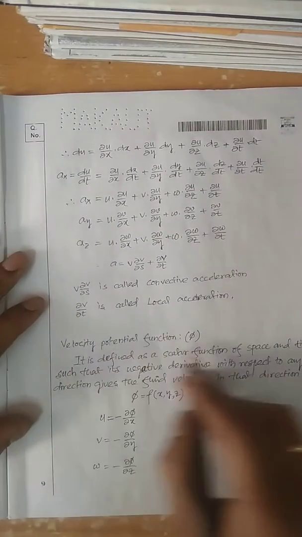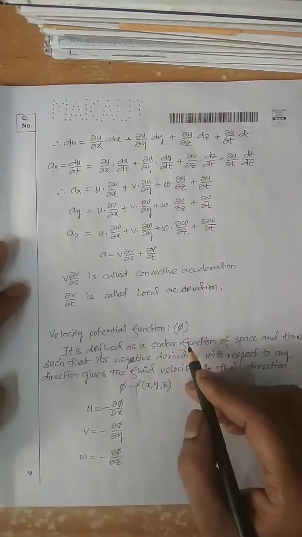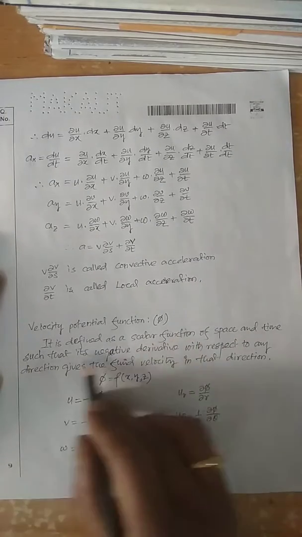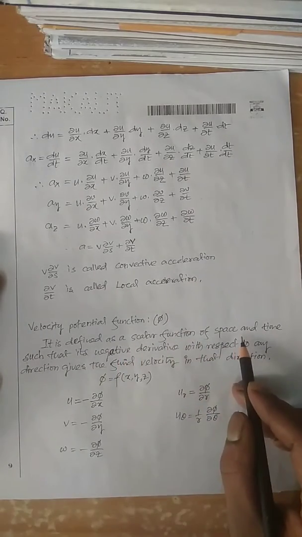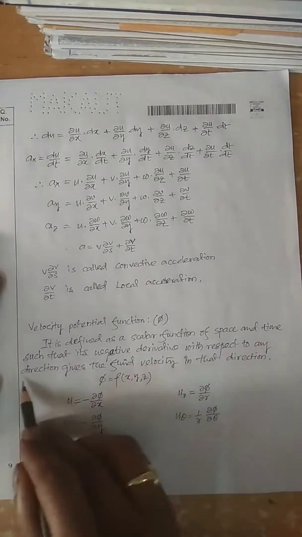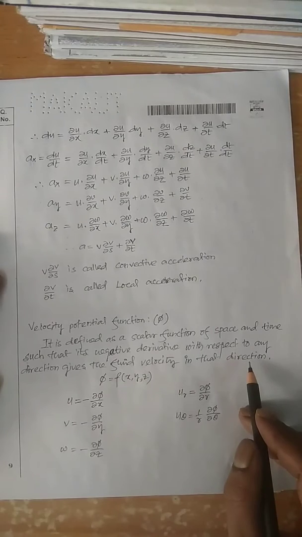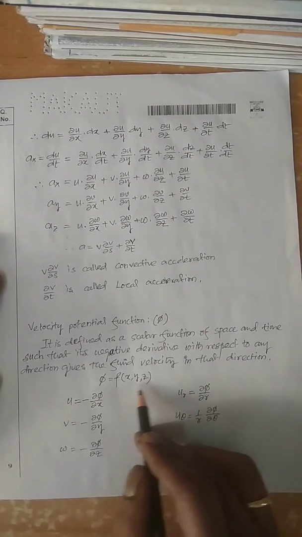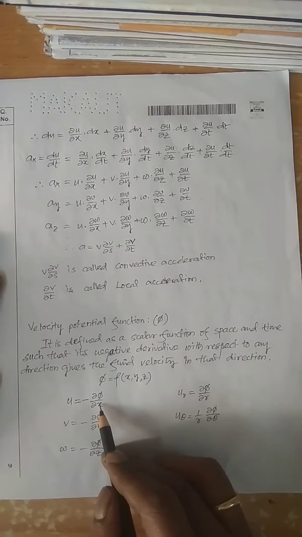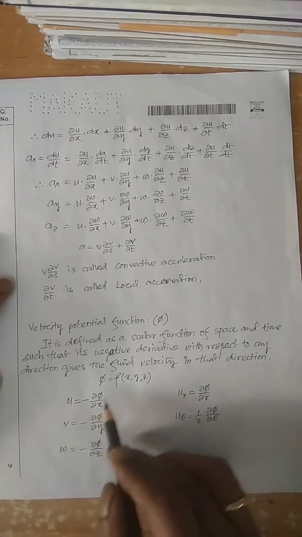Now, the velocity potential function is denoted by phi. Velocity potential function is defined as a scalar function of space and time such that its negative derivative with respect to any direction gives the fluid velocity in that direction. So phi is a function of x, y, z. u is equal to minus del phi del x.